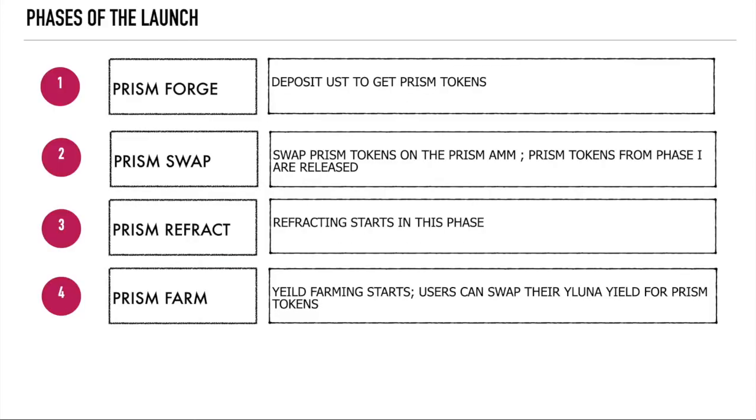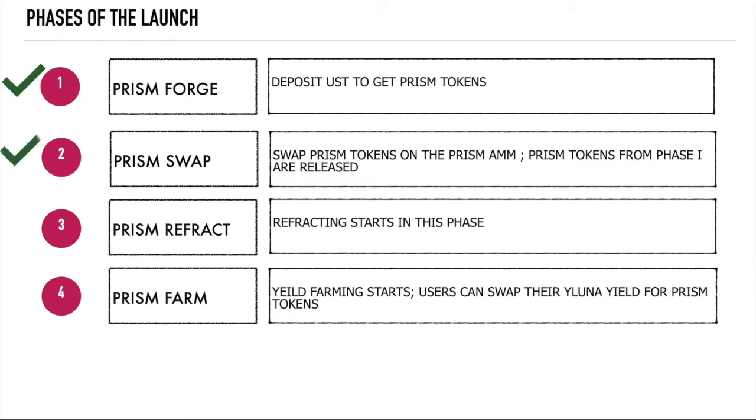So first, let's look at the different phases of the Prism Protocol IDO launch. The launch starts on Jan 25th and continues till the 4th of Feb. The first phase is called the Prism Forge, which is basically a price discovery phase. Here, UST is deposited into the vault to get the Prism tokens. The price realized is based on the total UST deposited as against the total tokens issued.